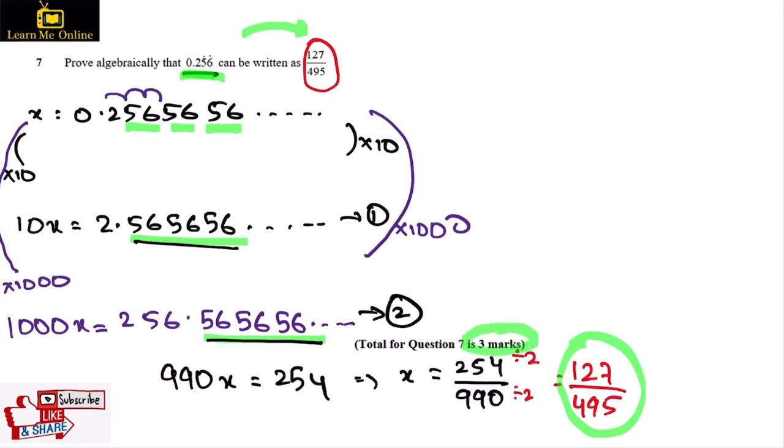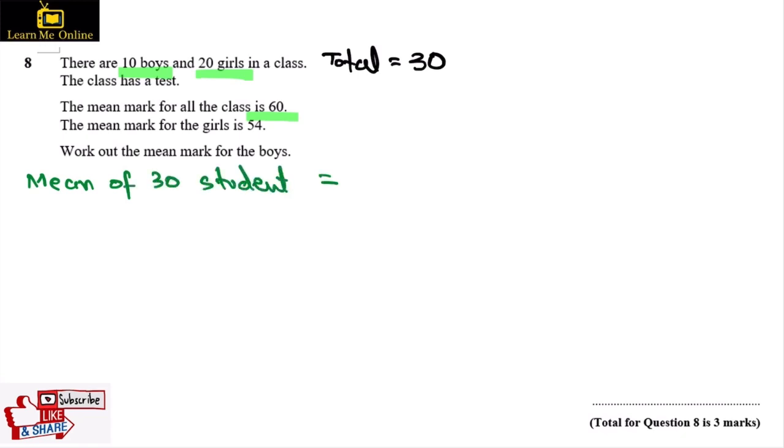Here we have the next question, question number 8, and it says that there are 10 boys and 20 girls. I'm going to highlight the key information, which is 10 boys, 20 girls. At the same time, I'm going to write down that the total is 30 students. The class has a test. The mean mark for the whole class is 60. So I'm going to write down the mean of the 30 students' test is 60.